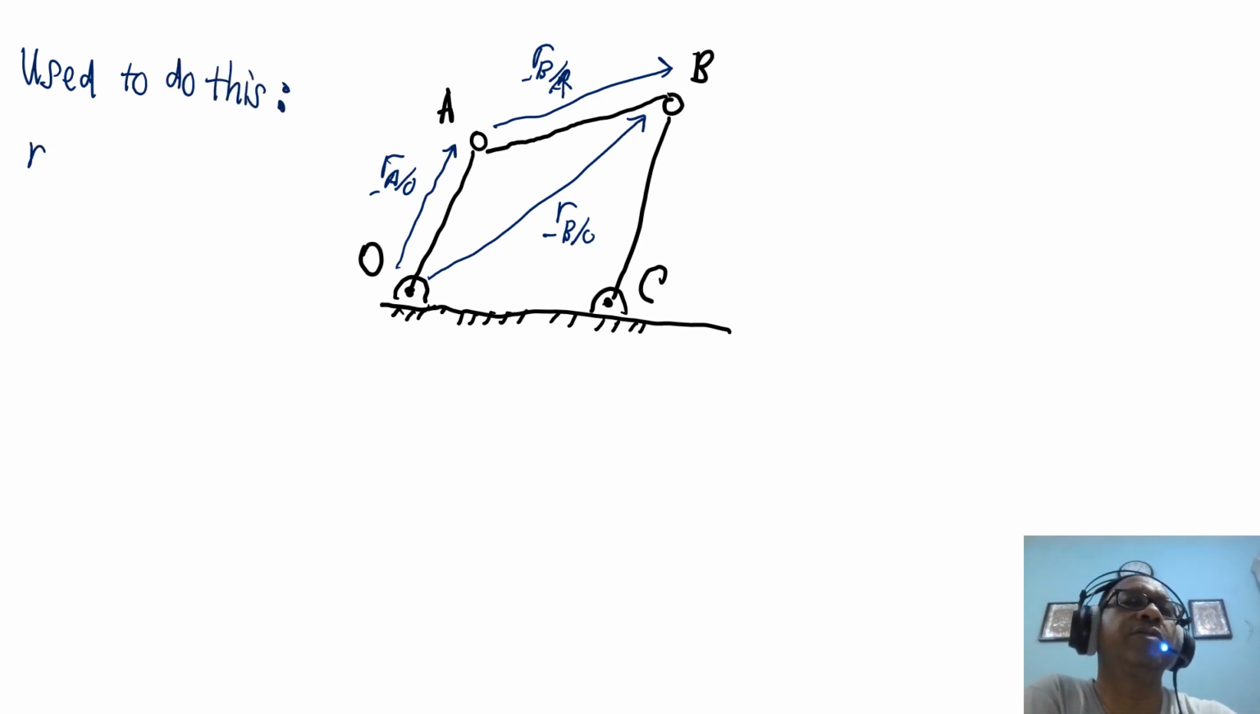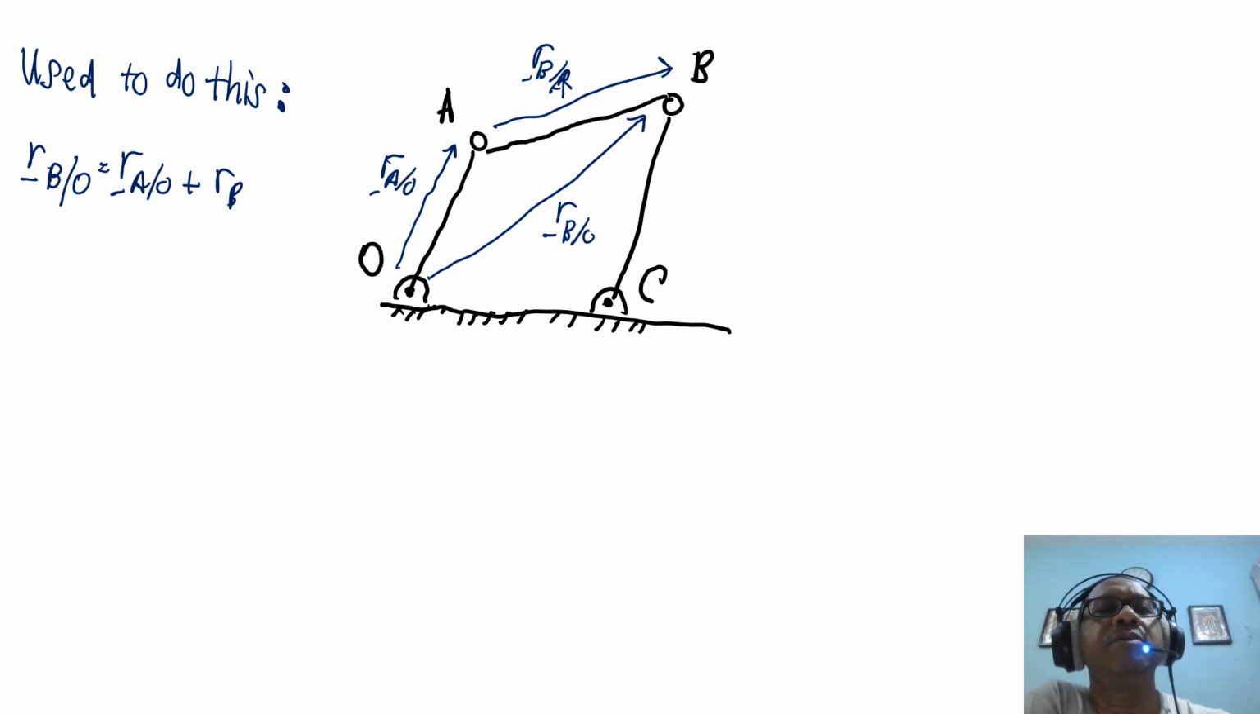We used to write position vector B relative to O, because O is not moving, so I can remove O. But anyway, we'll maintain O. Position vector B relative to O equals position vector A relative to O plus position vector B relative to A. We have no issue with that.